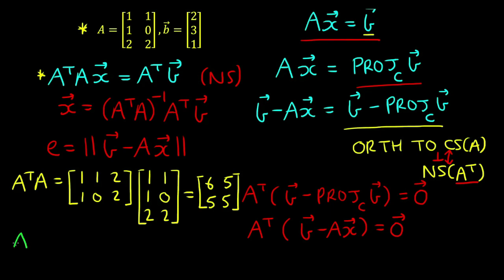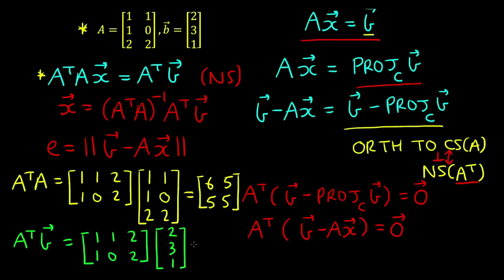And then we can calculate A transpose B. So we have 1, 1, 2, 1, 0, 2 by B, which has components 2, 3, 1. So we have 2 plus 3 plus 2, which is 7. And 2 plus 0 plus 2 is 4.